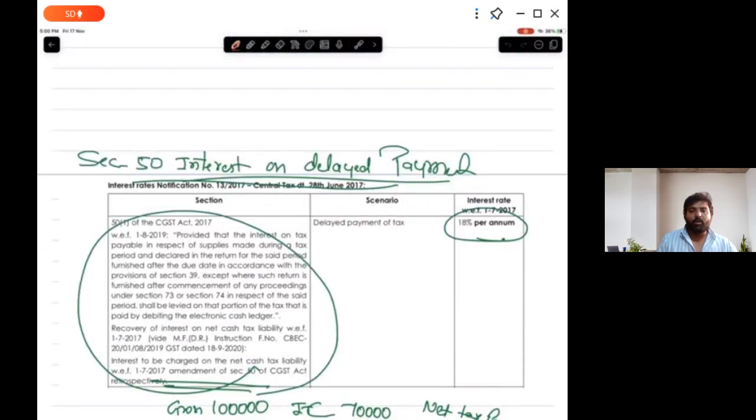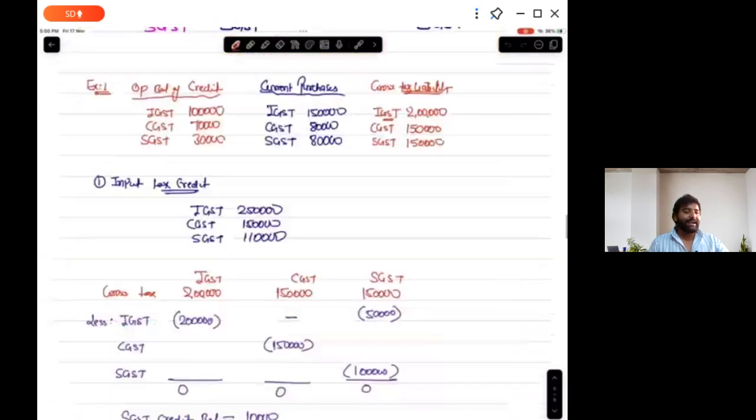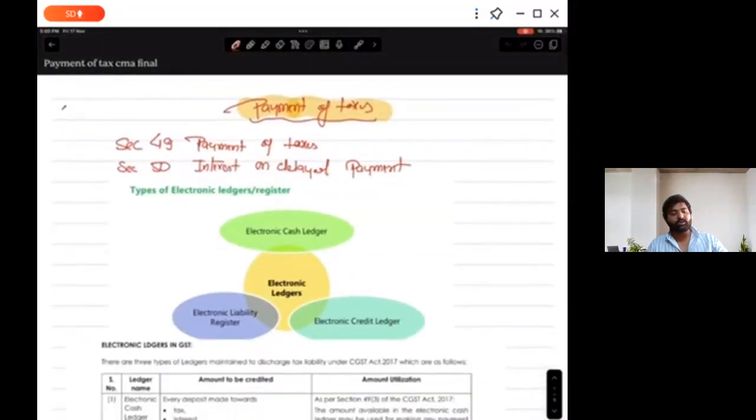So this is about section 50 and section 49, and this is one more chapter I have covered. It is called payment of tax.